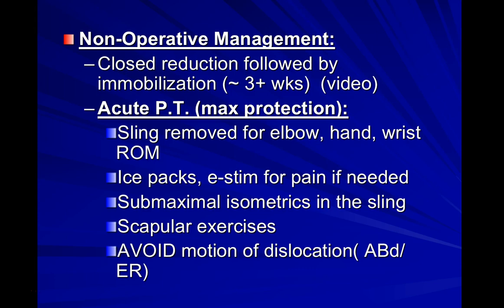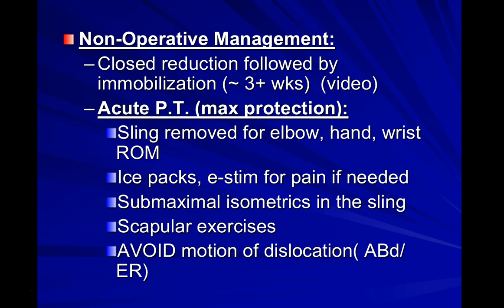Acute-wise, when it comes to PT, for a patient who didn't need surgery, the sling is going to be removed in order to do range of motion of those distal joints. Ice is always a friend because it will help with pain and decreasing inflammation and swelling. Even E-stim might be a good idea for these patients if they're still having a lot of pain. They might be allowed to do submaximal isometrics, but usually in the sling during those first few weeks if they're still in it. And then scapular exercises are going to be really, really important, especially to work those scapular stabilizers.